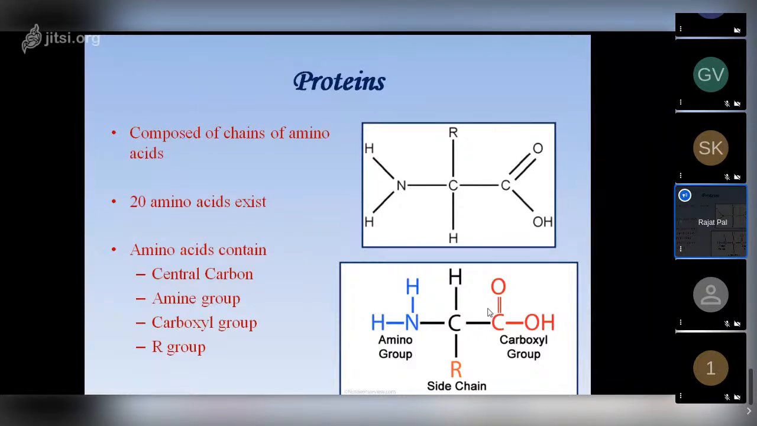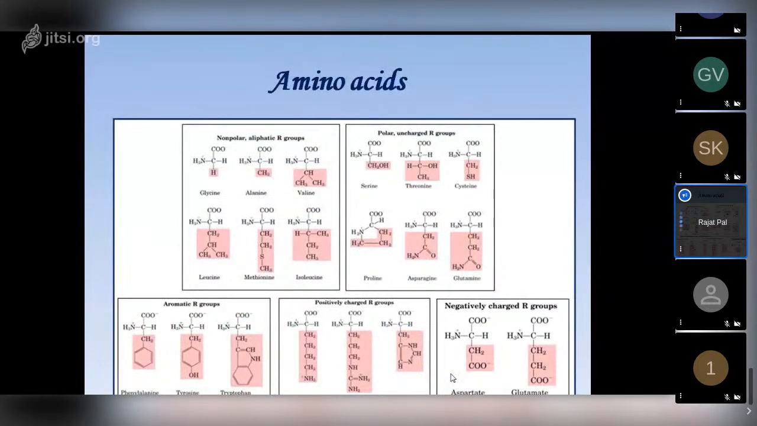So in this amino acid structure, as I told you, there is a central carbon atom, one amino group, one carboxylic group, and one R group. Moving on to the next slide, as I told you, 20 different types of R groups can be present in the amino acid. Here we are showing the 20 amino acids, and these can be divided into different groups.